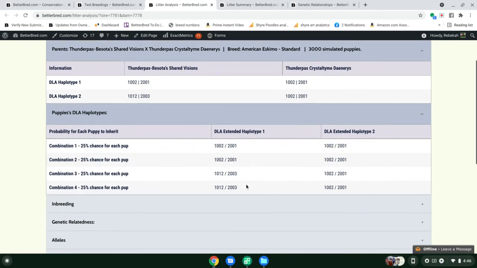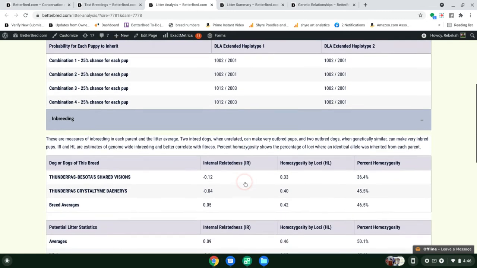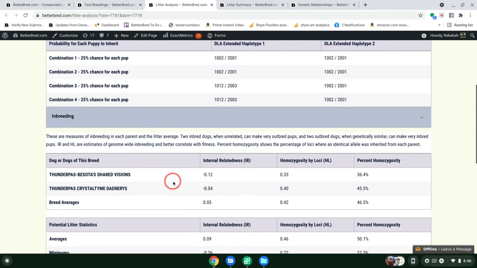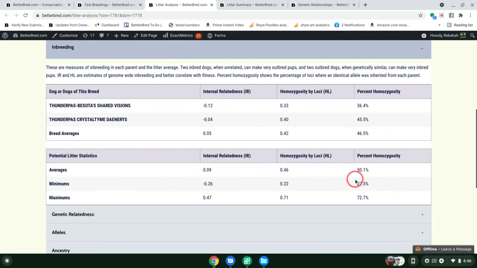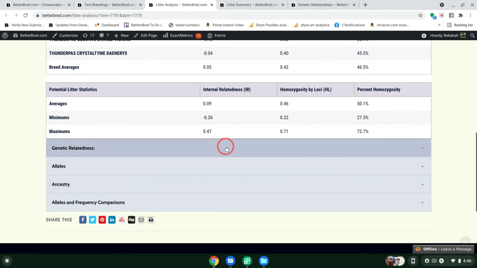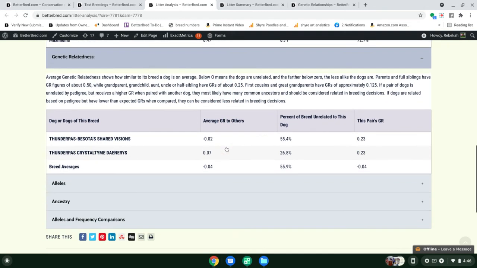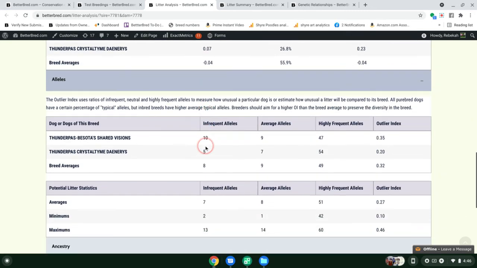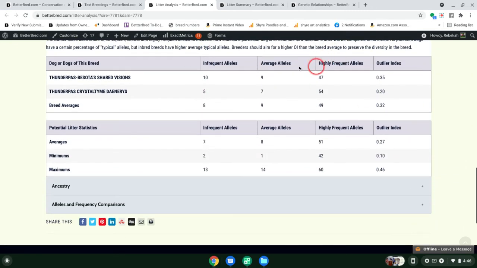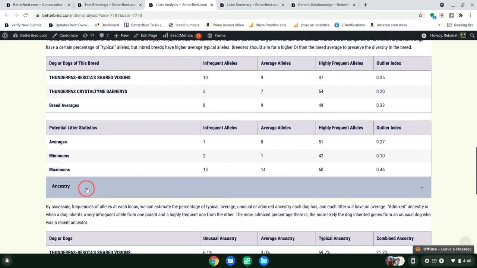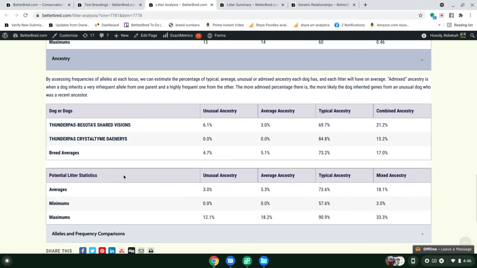So it tells you the inbreeding of the sire and dam, and then it gives you the litter averages and what you can expect. So how inbred, how homozygous, how high their HL, and their internal relatedness. So this tells you the parents, their AGR, alleles, how their outlier index will look, and then there's some other more detailed things down here.